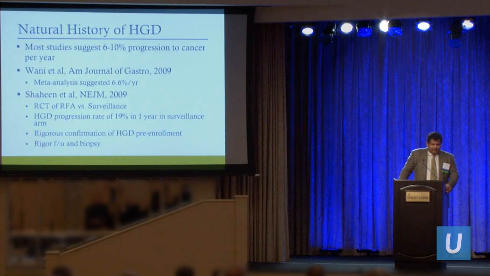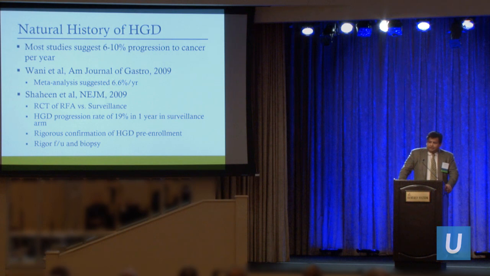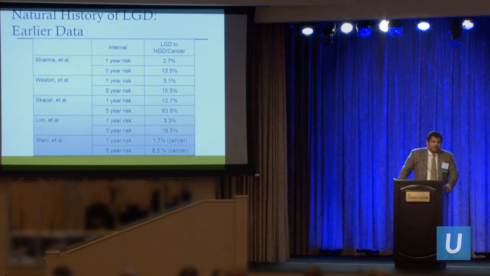This is fairly straightforward. In most studies, high-grade dysplasia, again, is an actionable lesion. The risk of progression to cancer is between 30 and 50% in a 5-year period. The most rigorous studies prospectively suggest that that rate may be as high as 20% per year, including the New England Journal randomized trial. So I think high-grade is pretty straightforward. That's going to undergo endoscopic eradication therapy.